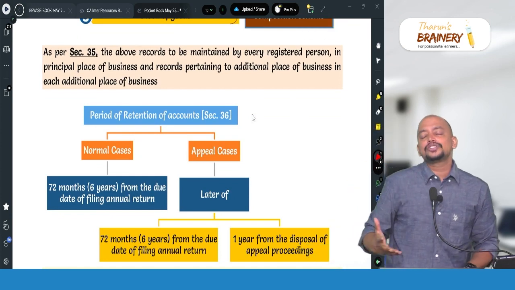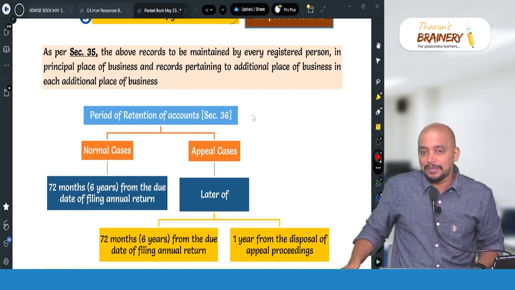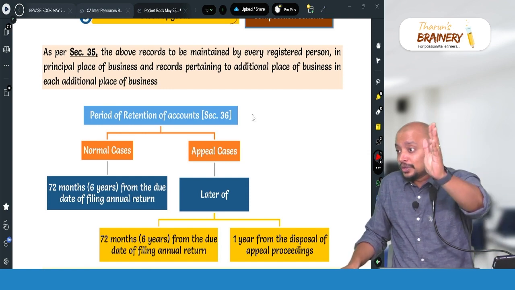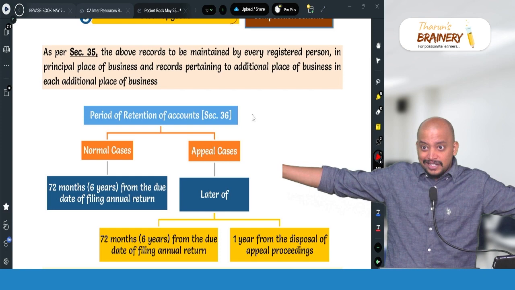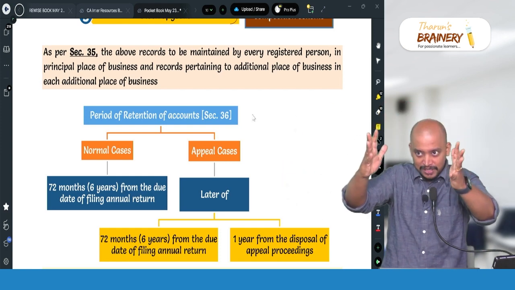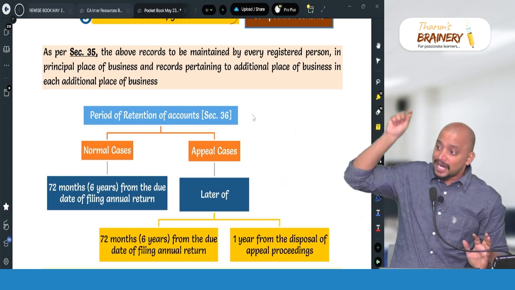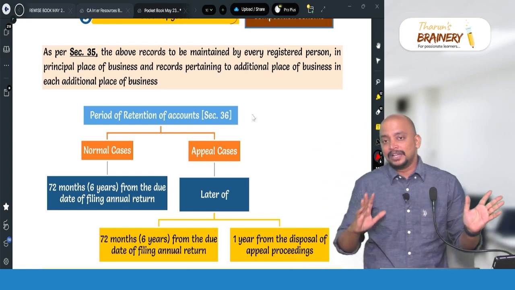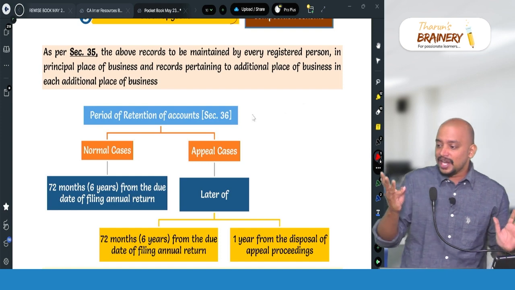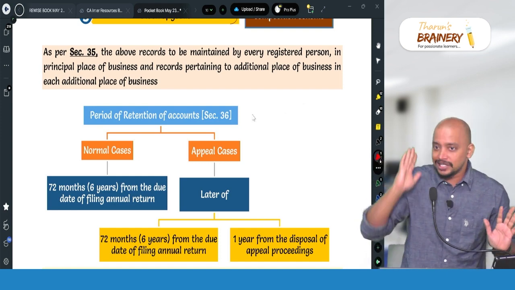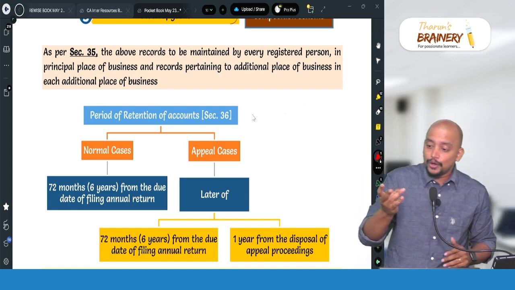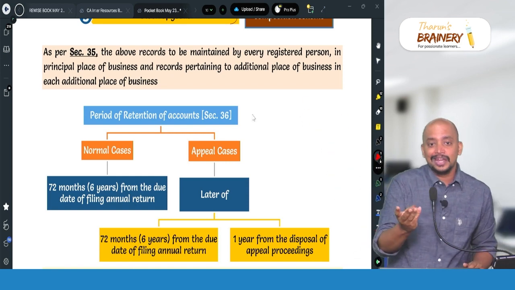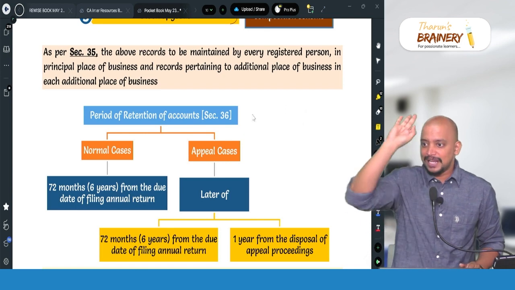And where should these records be maintained? These records should be maintained in the principal place of business pertaining to all the places of business. Records pertaining to an additional place of business we need to maintain in that additional place of business. For example, I have three places of business: Chennai, Coimbatore and Pondicherry. Sorry, Chennai, Coimbatore and Madurai, because Pondicherry means UTGST, that's a separate registration. So Chennai, Coimbatore and Madurai, three places I have.